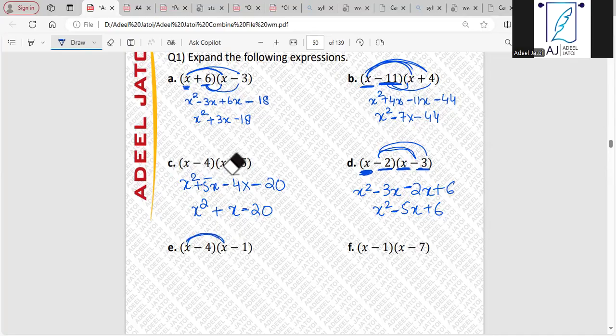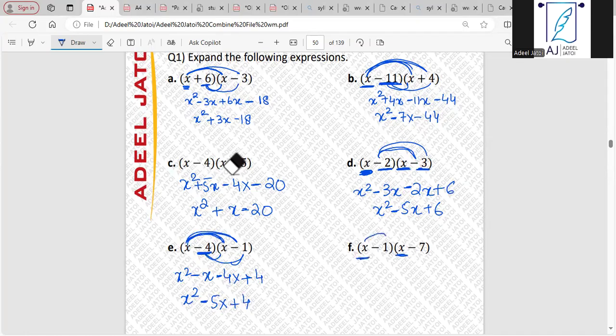Then here what do we have? X into x is x squared. X into minus 1 is minus x. Minus 4 into x is minus 4x. Minus 4 into 1 become positive 4. So this become x squared minus 5x again, right? And plus 4.